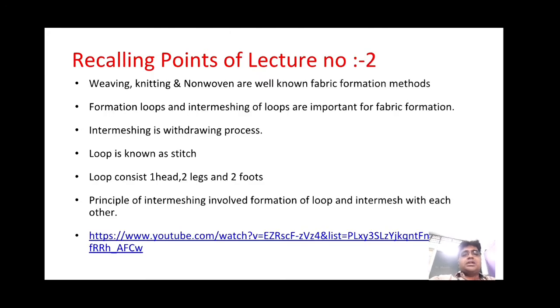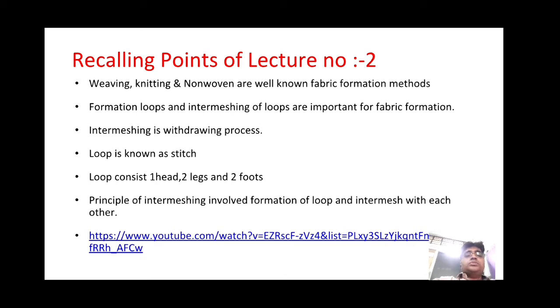Before moving ahead to this particular lecture, we will summarize some of the points regarding our previous lecture. In the previous lecture, we have seen various ways to produce fabrics. The typical ways are the weaving method, then the knitting method, then the non-woven method. These are the very well known, commercially popular methods to produce fabrics.